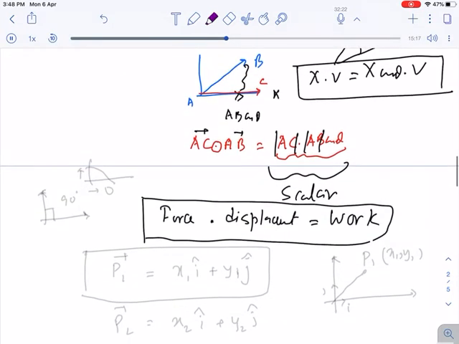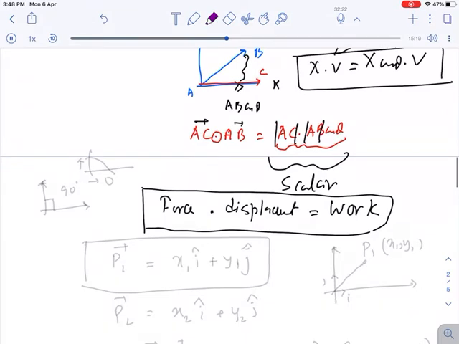Now suppose there is a point P1, this is a vector, it has got the value x1i plus y1j.